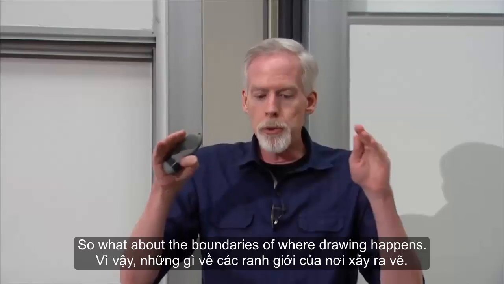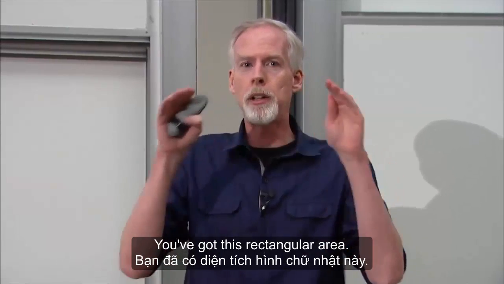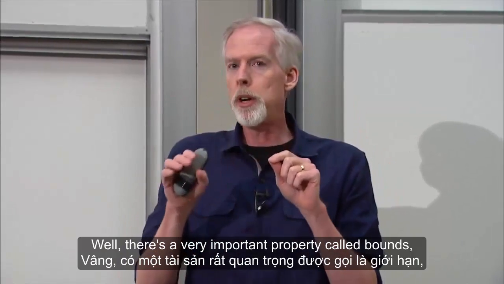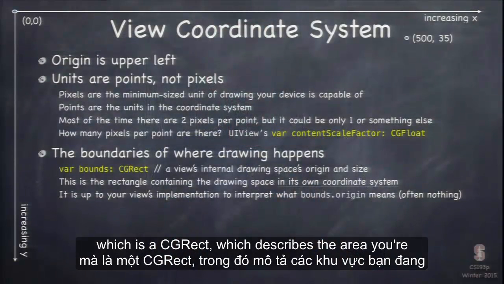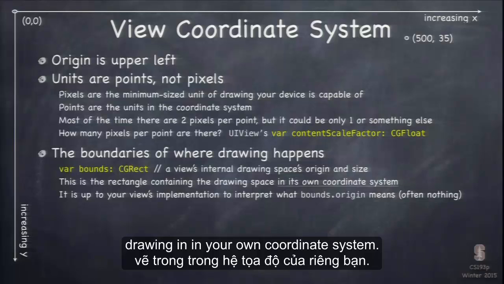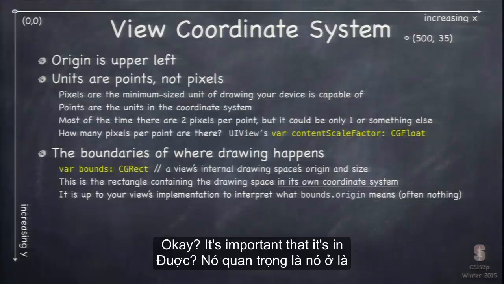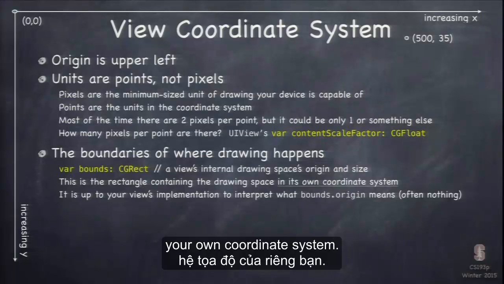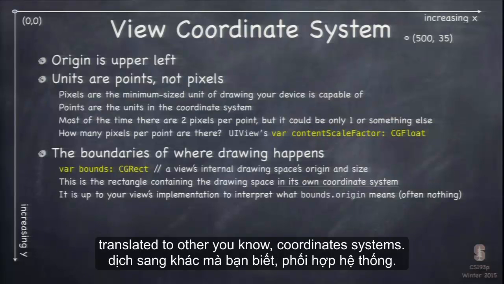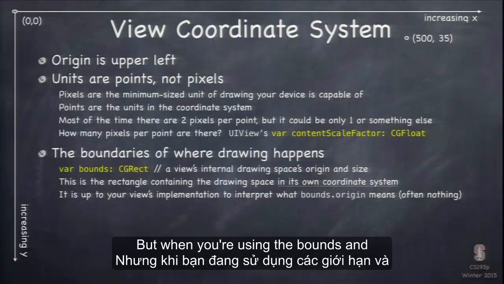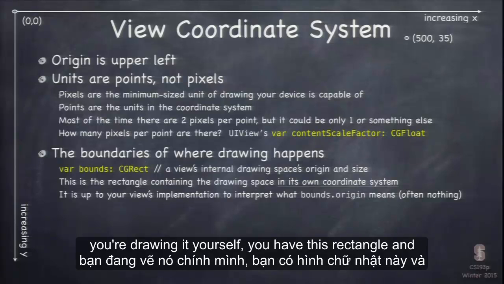So what about the boundaries of where drawing happens? You've got this rectangular area. Well, there's a very important property called bounds, which is a CG rect, which describes the area you're drawing in, in your own coordinate system. Okay? It's important that it's in your own coordinate system because these views can be scaled and even rotated and translated to other coordinate systems.